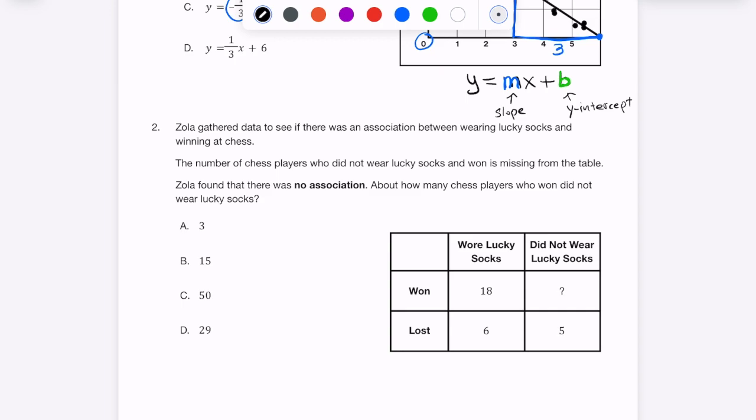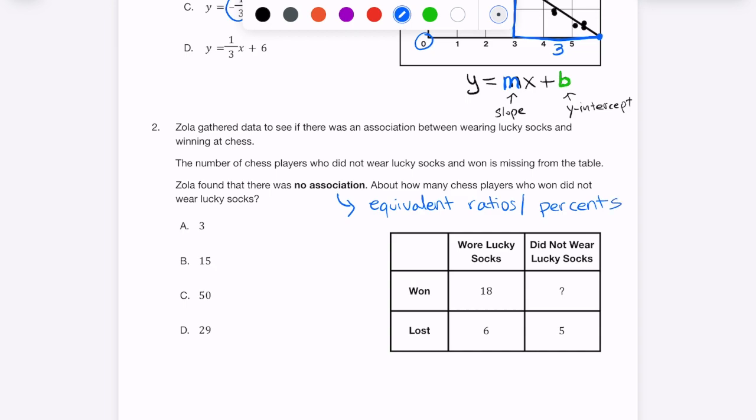Okay, so if we have no association, that means that the percent of people who won should be about the same, regardless of whether they wore their lucky socks or not. So that means we're going to have about equivalent ratios, or percents, between the different categories. So yeah, a couple different ways you could do this.